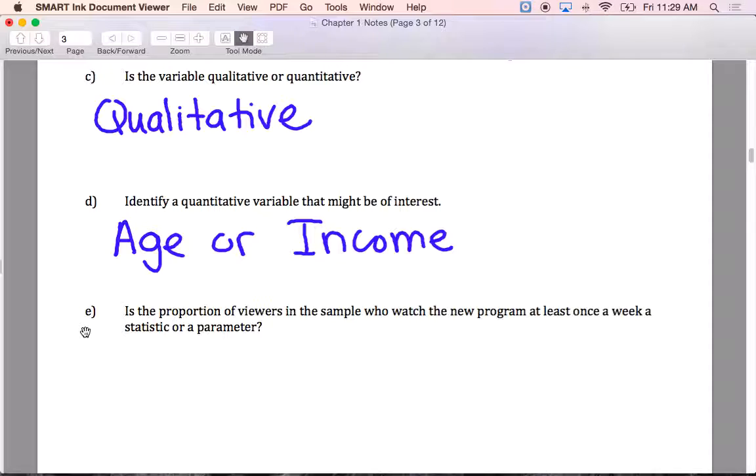Now they want to know, is the proportion of viewers in the sample who watch the new program at least once a week a statistic or a parameter? So we're looking at samples. So that means any numbers from that group have to be a statistic.